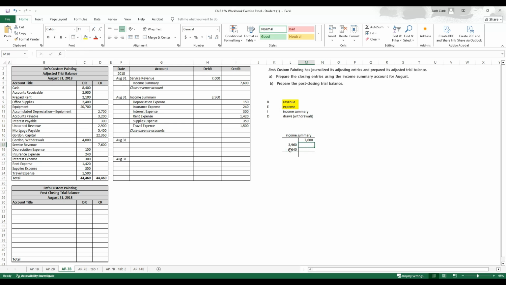Actually, let me do that again. Let me put it on this side. We initially had a credit, then we debited the income summary. So we have 3,640 as a residual credit balance.